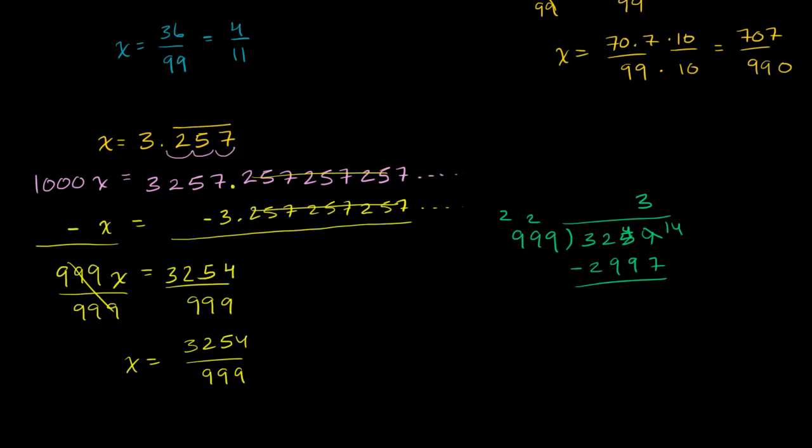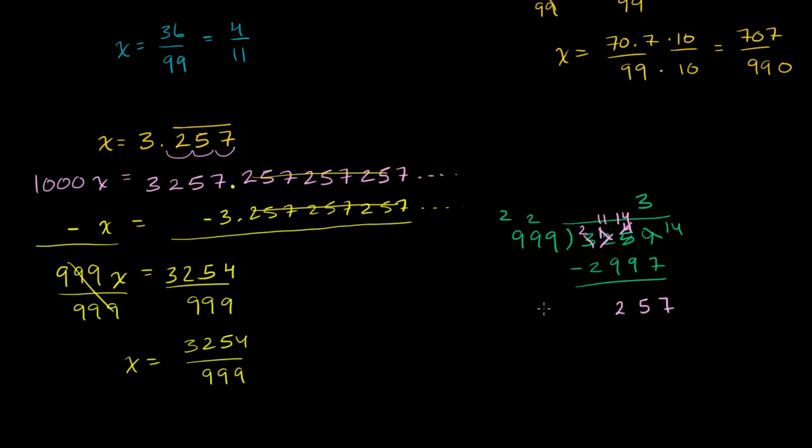Let me do this in a new color. This would be a 4, and then the 4 is still smaller than this 9, so we need to regroup again. So then this could be a 14, and then this could be a 1, but this is smaller than this 9 right over here, so we regroup again. This would be an 11, and then this is a 2. 14 minus 7 is 7. 14 minus 9 is 5. 11 minus 9 is 2.